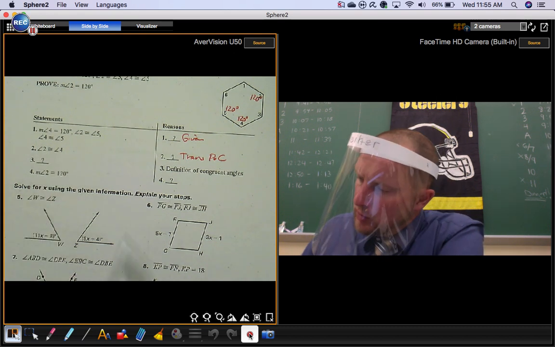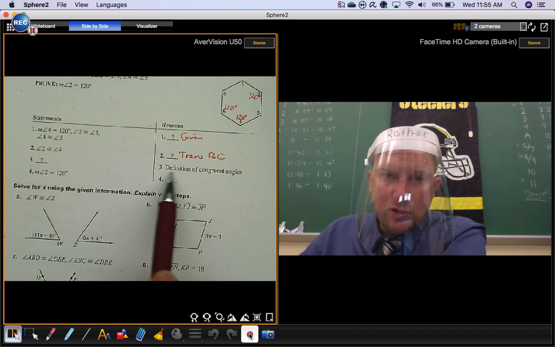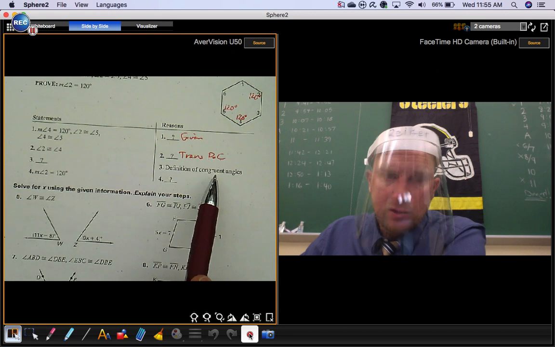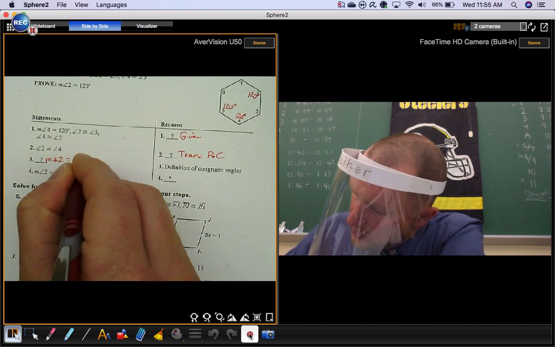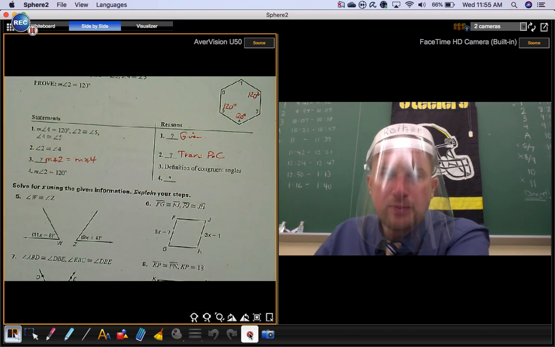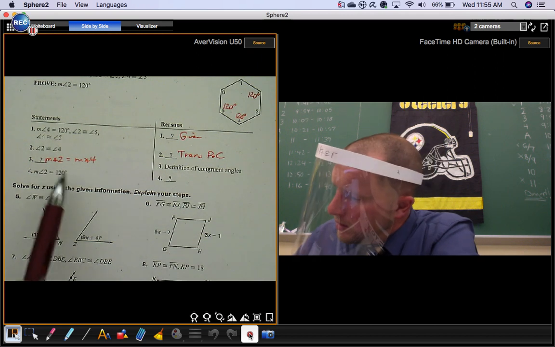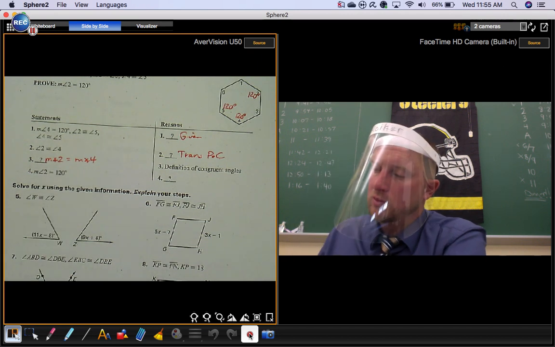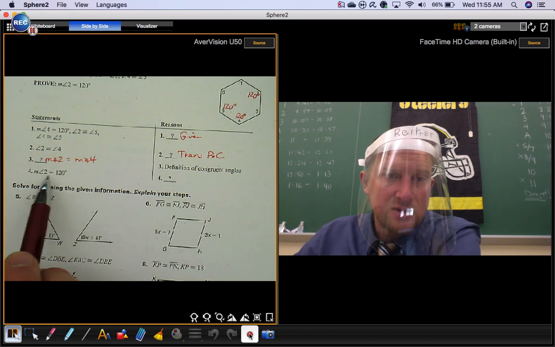Well, if we have 2 congruent angles, what does that mean? Notice how they're using the definition of congruent here. It means their measures are equal. And if their measures are equal, you can get this next statement.